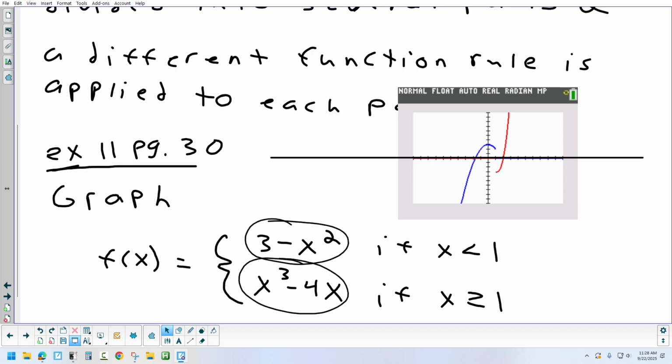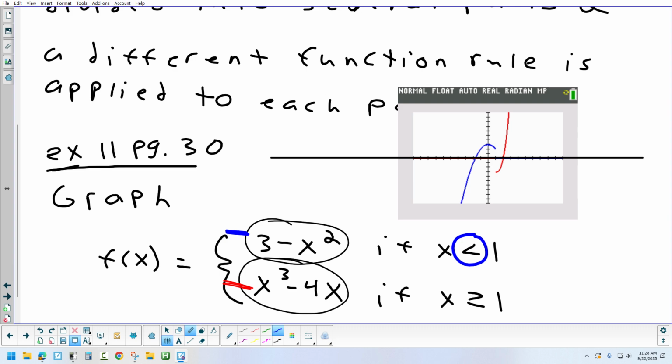Now, there's one thing we need to do that the calculator can't. This was the blue one. This was the red one. When we get to the end of the blue one, do we include or do we not include the very end of the blue graph at 1?